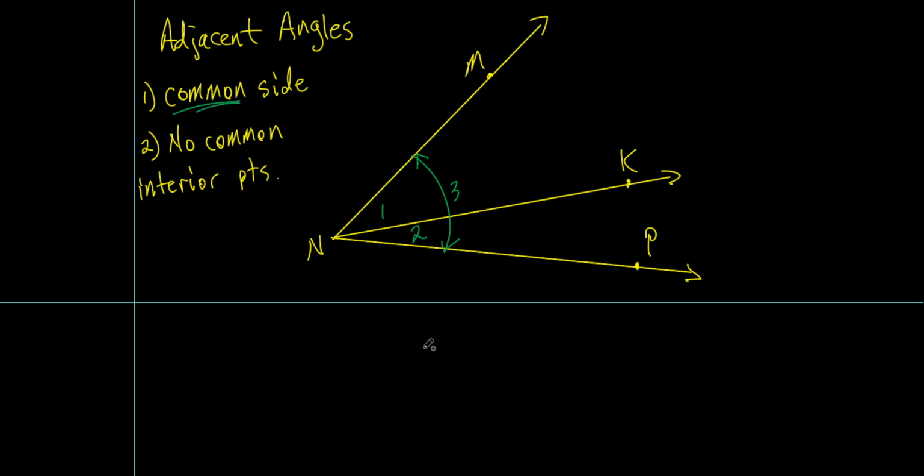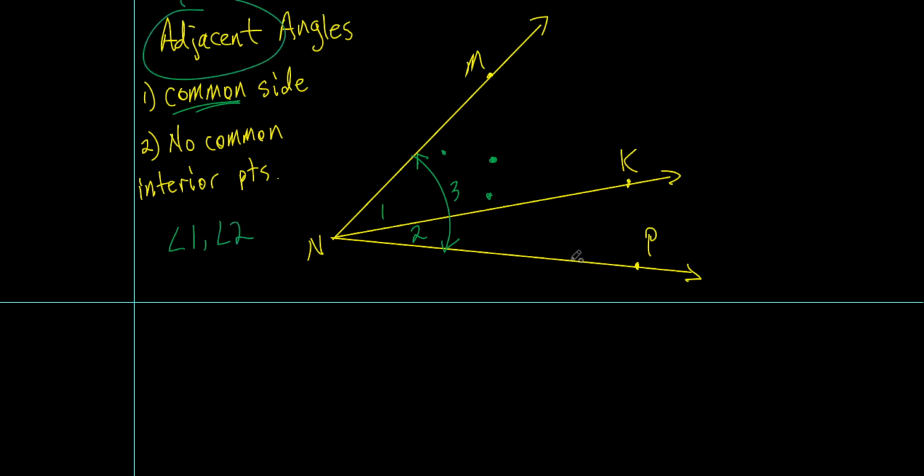In order for angles to be adjacent, they can't have any common interior points. So if I put a point in angle 1, is there anywhere that I could put a point in angle 1 that will also be in angle 2? No, there's not. I could put points anywhere I want in angle 1. There's no way they're going to be in angle 2. Agreed? So that means what's true about angle 1 and 2? Angle 1 and angle 2 are adjacent angles.